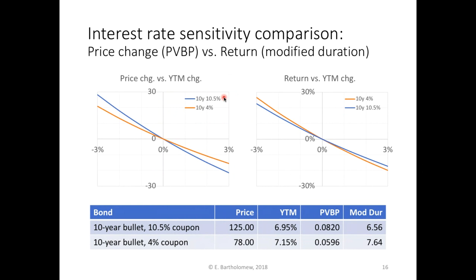So the blue line here represents the first bond, the 10.5% coupon, and the orange is the 4%, the second bond. And so we see if we're looking at that in price change terms, the orange is going to get a smaller price change than the blue. But then if we look at it in return, it's the opposite. So the 4% bond is more sensitive in returns than the 10.5% bond. And that's reflected again in the PVBP, same numbers summarized in the table.